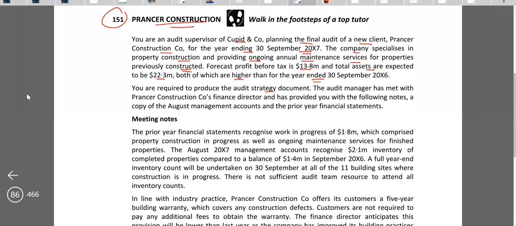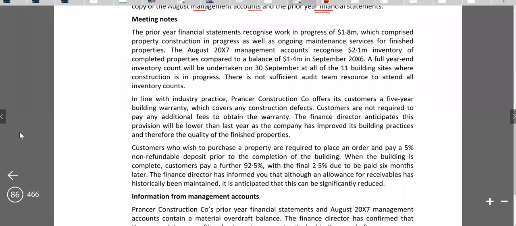You're required to produce an audit strategy document. The audit manager has met the Prancer Construction Finance Director and has provided you with the following notes: a copy of August management accounts and prior year financial statements. All right. So meeting notes, now we have to identify the risk. The prior year financial statement recognized work in progress of 1.8 million, which comprises property construction in progress as well as ongoing maintenance services for finished properties. The August 2007 management account recognized 2.1 million of inventory of completed properties compared to a balance of 1.4 million in September 2006. A full year inventory count will be undertaken on 30th September at all the 11 building sites where construction is in progress. There is not sufficient audit team resource to attend all the inventory counts.